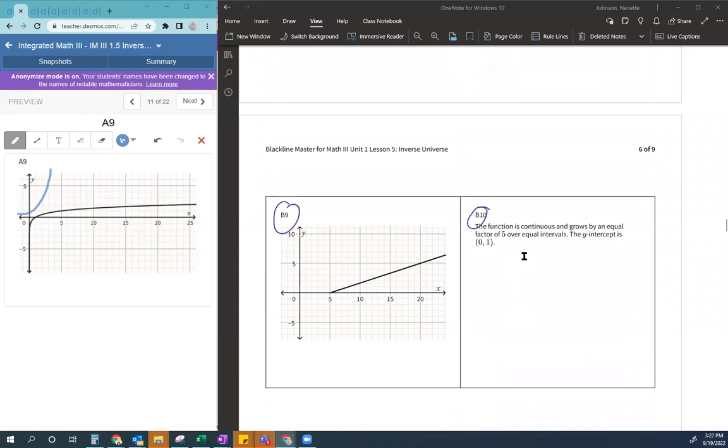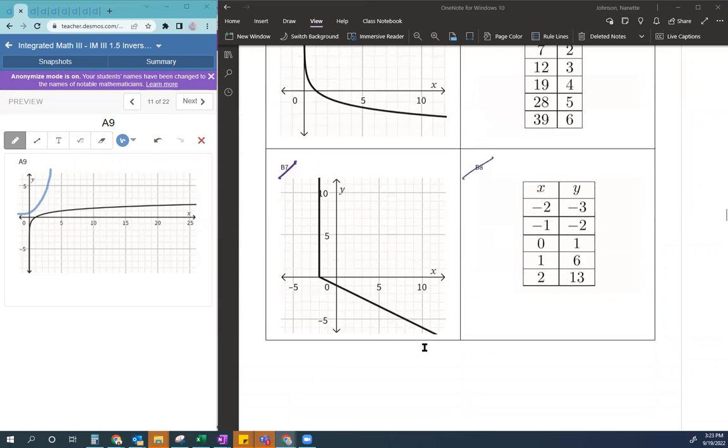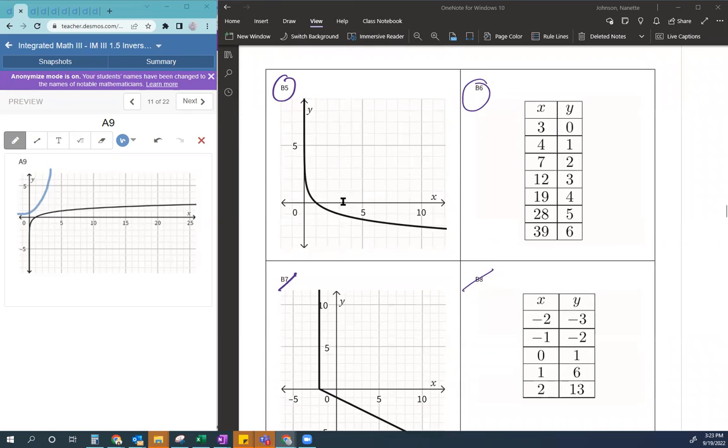Oh, B10. Let's see. It says the function is continuous and grows by an equal factor of 5 over intervals. The y-intercept is 0, 1, which makes sense, right? And this is growing really, really steep. So I think my answer might be B10. Definitely not B9. I'm eliminating people here. B9, no way. B7, no. B8, no. B5 is no.